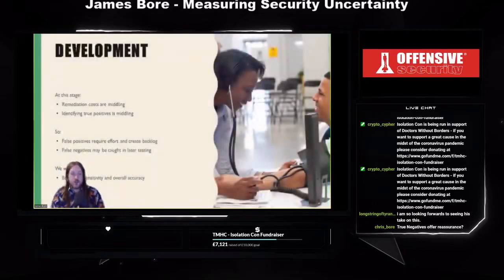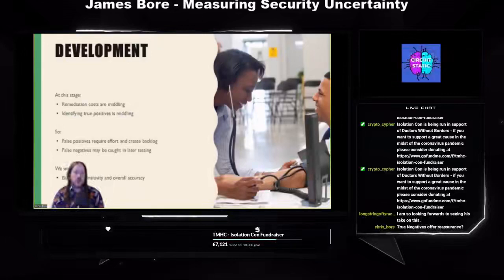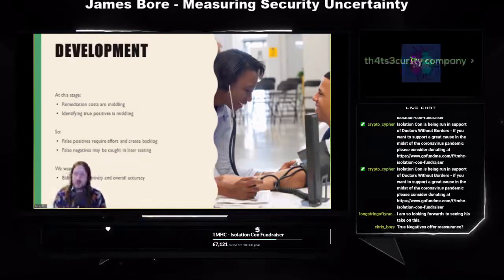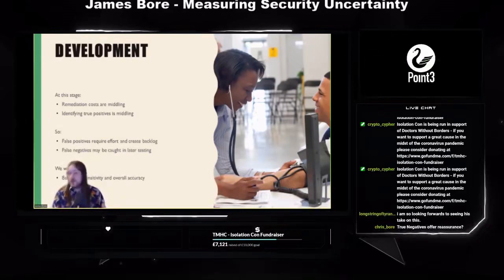Then we move on to development. Now, this is the point where you can start talking to your GP. You're starting to put things together. You've got code going in, you can do DAST, you can do SAST, and you can measure the effectiveness of those tools. You can say how many false positives a particular tool picks up. You might have an idea of how many false negatives, depending on what other assessments you do.